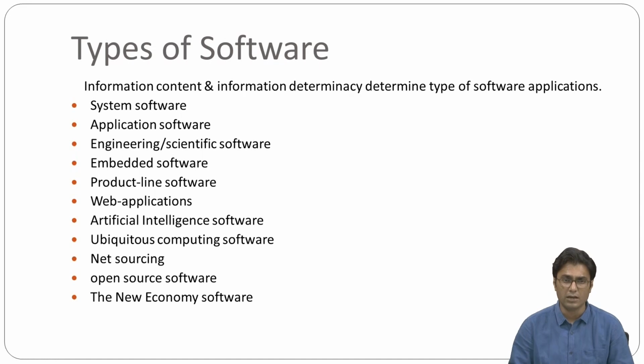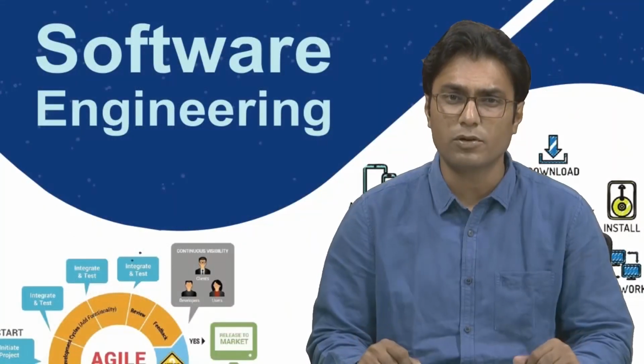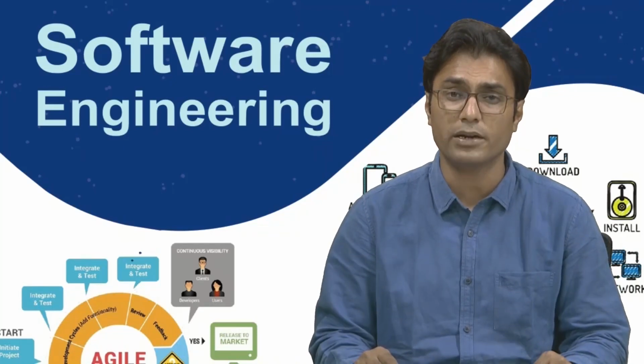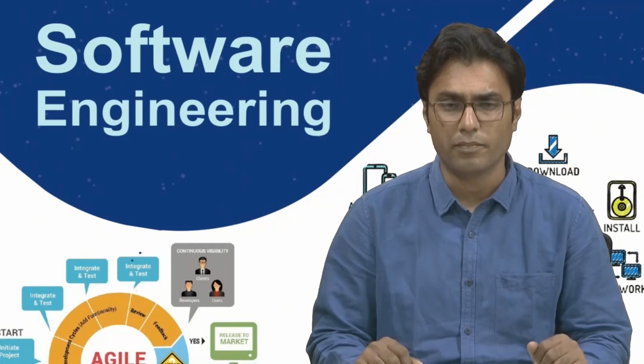So let's start with describing all the software. So first one is system software. So these are the programs that service other programs such as operating system. Some operating systems process complex and determinate information, whereas some operating systems process indeterminate data.